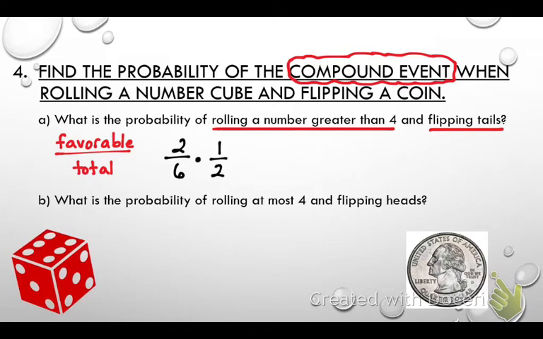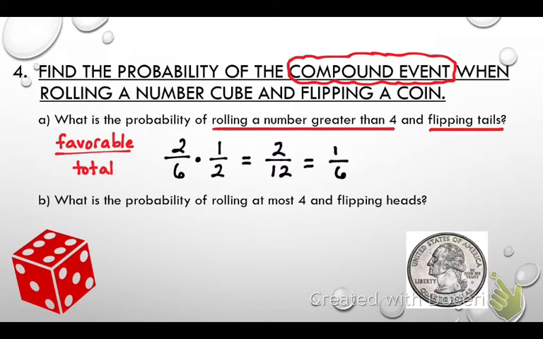Multiply them together. Okay, we're just going to multiply across the numerator. Guys, what's 2 times 1? 2. And what's 6 times 2? 12. Can 2/12 be reduced at all? Yeah, what would you reduce it to? 1/6. Okay, so there is a 1 out of 6 chance of me rolling a number greater than 4 and flipping tails if I did both of them.